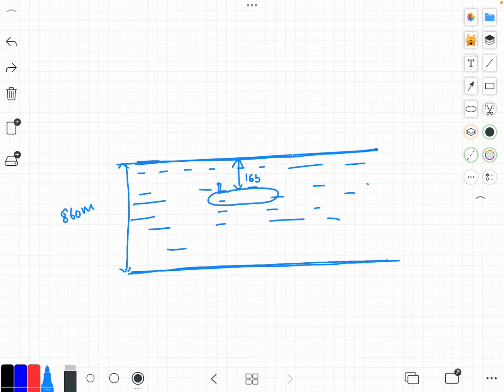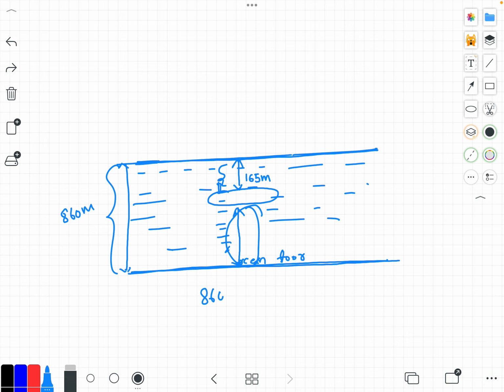This is 165 meters at depth. How far is the submarine from the ocean floor? So this is your ocean floor. Now he's asking what is this distance? This total distance minus this distance will give you the distance from the floor.